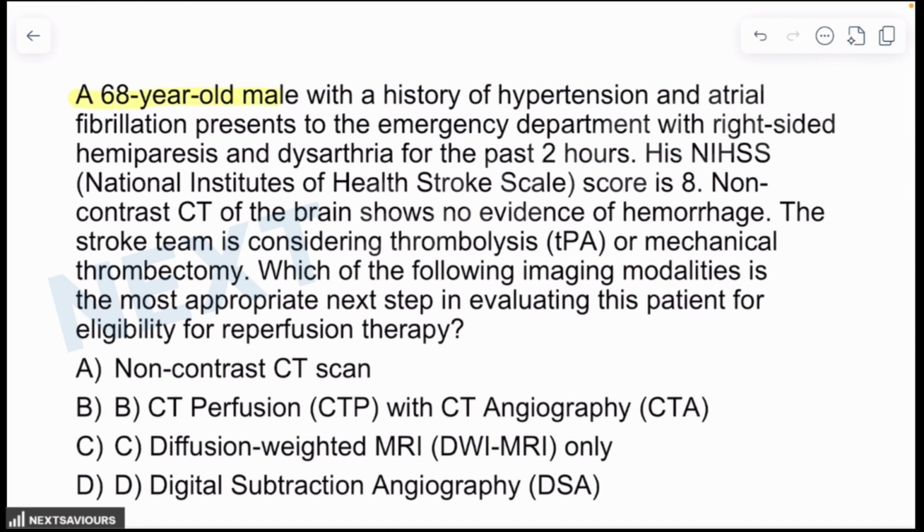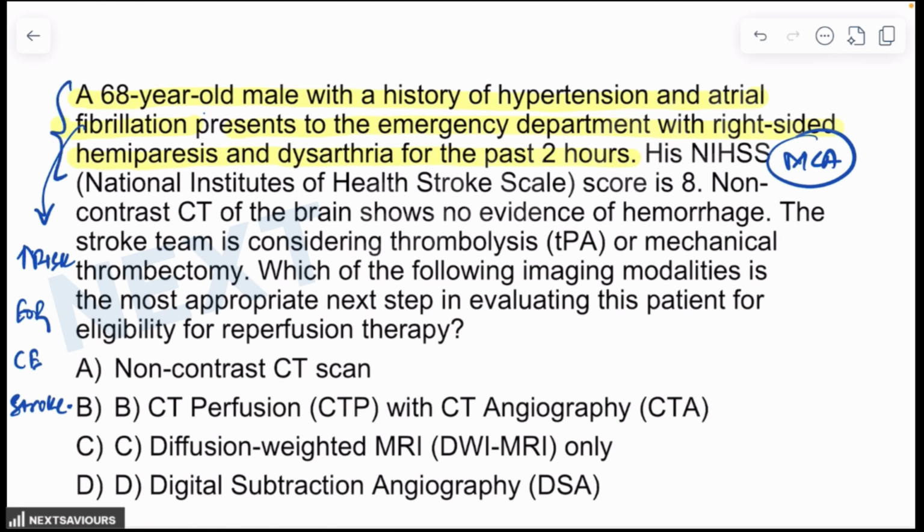Now, a 68-year-old male with a history of hypertension and atrial fibrillation. When you see this, it is a hint provided to you in the question that the patient might be having increased risk for cardioembolic stroke. If you further read the question, he presents to the emergency department with right-sided hemiparesis and dysarthria for the past 2 hours. It is suggestive of middle cerebral artery occlusion. So the 2 points are obviously clear by reading the first two lines in the question: the patient is having a risk for cardioembolism and might be presenting with middle cerebral artery occlusion.